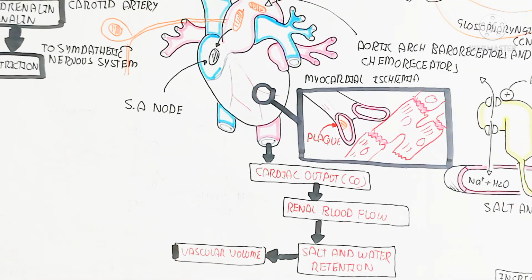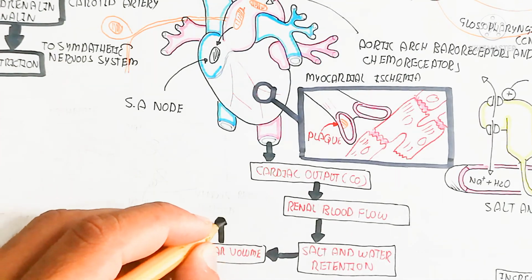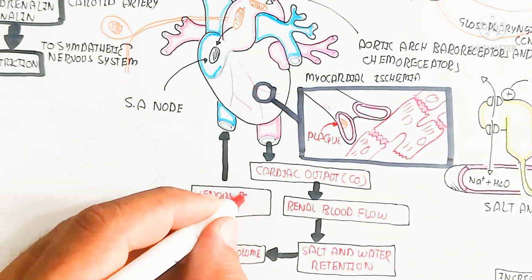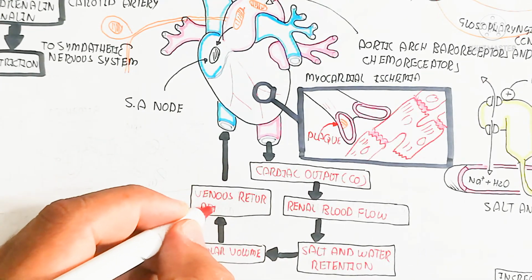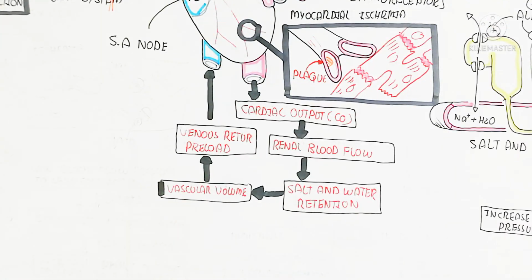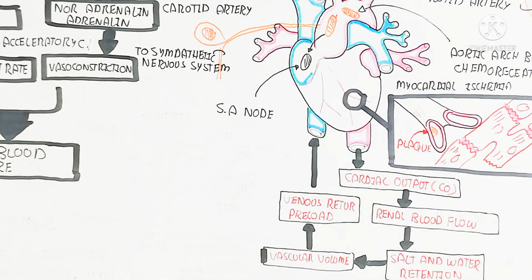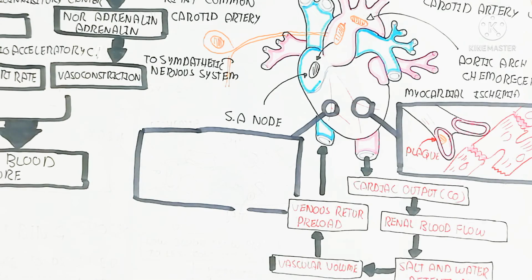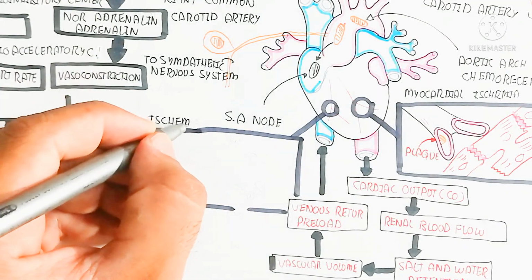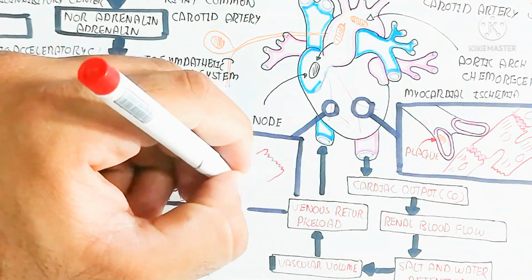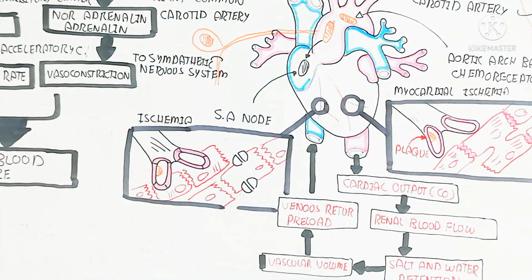But in the case of myocardial ischemia, ischemia means less oxygen and decreased blood flow into the heart tissue, and the heart tissue will not consume oxygen too much. So let's begin to understand ischemia. Ischemia means the oxygen will decrease, and when oxygen decreases due to plaque development, it is known as atherosclerosis.